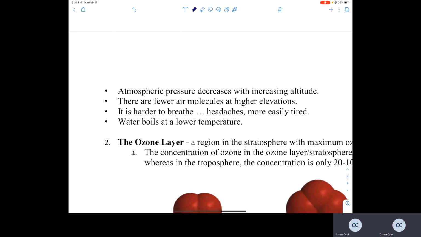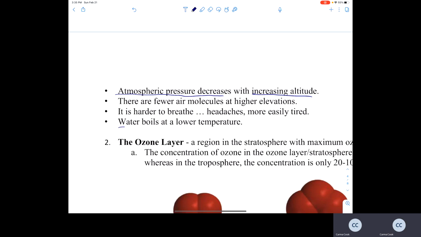And so as you increase your altitude, atmospheric pressure decreases. So there are fewer air molecules at higher elevations. So therefore, it's hard to breathe at higher altitudes. Headaches, and you tire more easily until your body gets adjusted to that higher altitude. So if you grew up living in areas very close to sea level, and then all of a sudden you move to a higher altitude environment, it may take your body some time to get adjusted to that higher altitude climate.